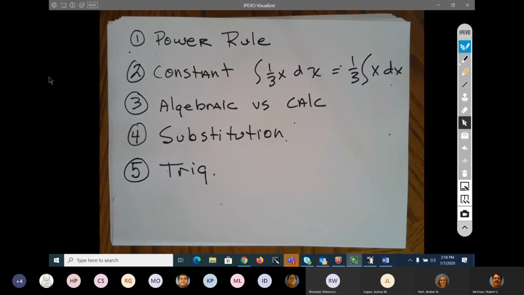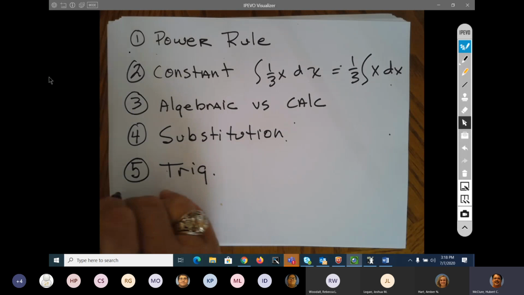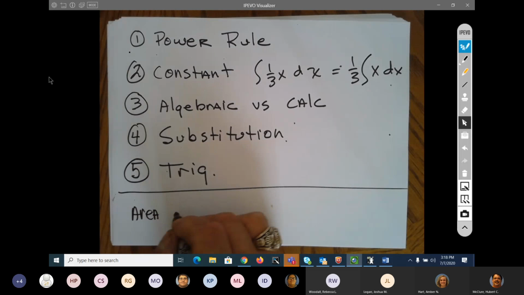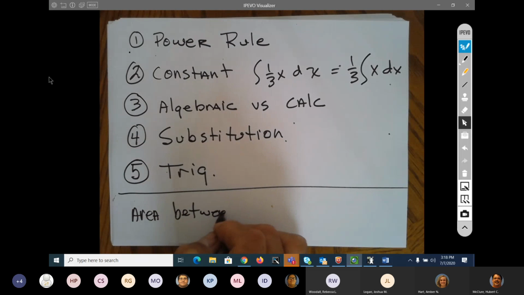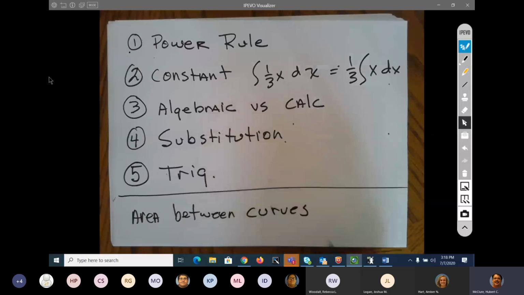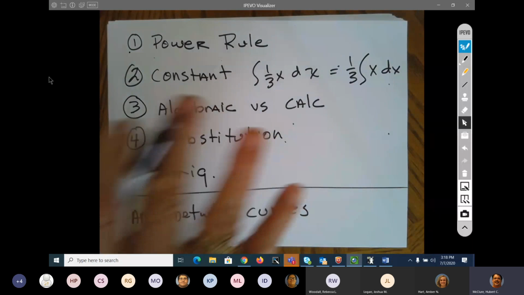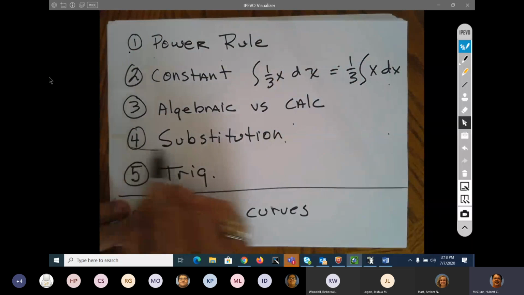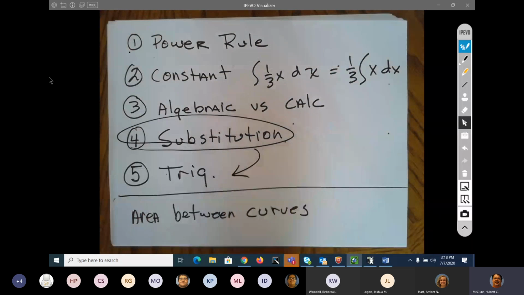Now, after that, I'm going to test you on some of chapter 6, and I might put the first part on this test, or I might just make it a separate test. I don't know. And that is the area between curves. I haven't decided what I'm going to do yet there. Okay, so this is very important that you understand how to do this before going into Calc 2. So we're going to work on substitution today and maybe get into a little bit of trig.